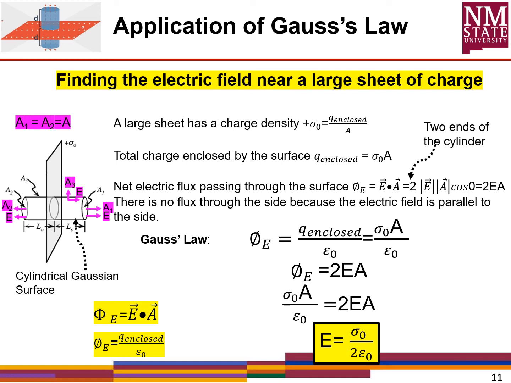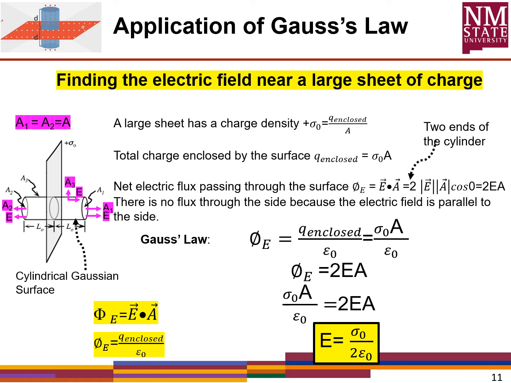Now let's assume the charge density of this large sheet is equal to sigma 0. The charge density means the charge divided by area, so sigma 0 is Q enclosed divided by A. We can solve this equation for the enclosed charge: Q enclosed is equal to sigma 0 times A. It's very easy. Now let's find the net electric flux passing through this Gaussian surface.